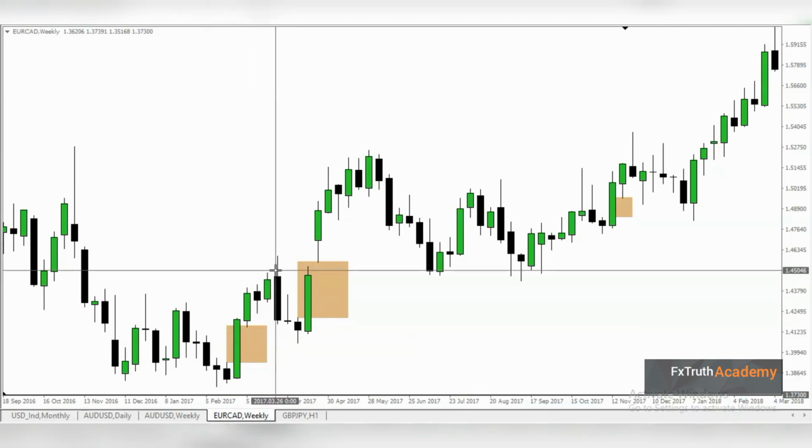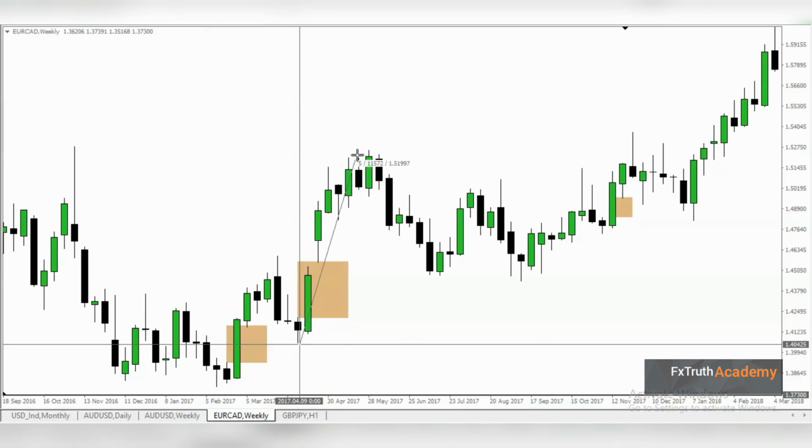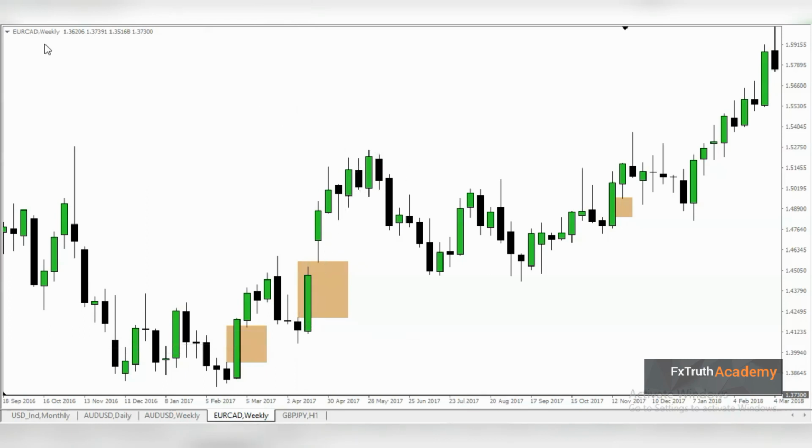And what do you see? You saw price trade straight into it, even on the weekly time frame. And what do you see? A response higher, giving us even 12,000 pips. So you could frame your setup right here using this fair value gap.